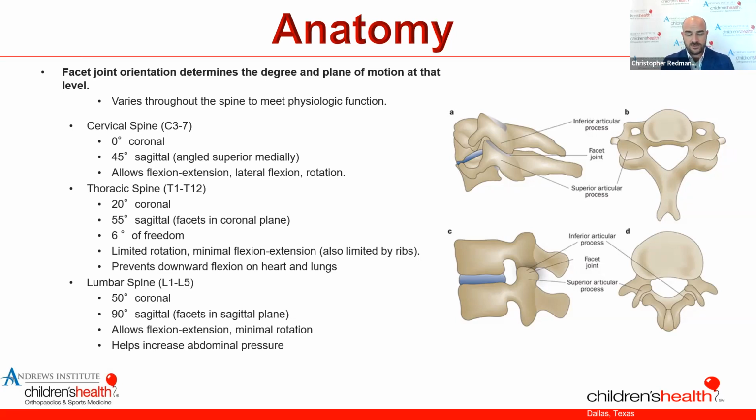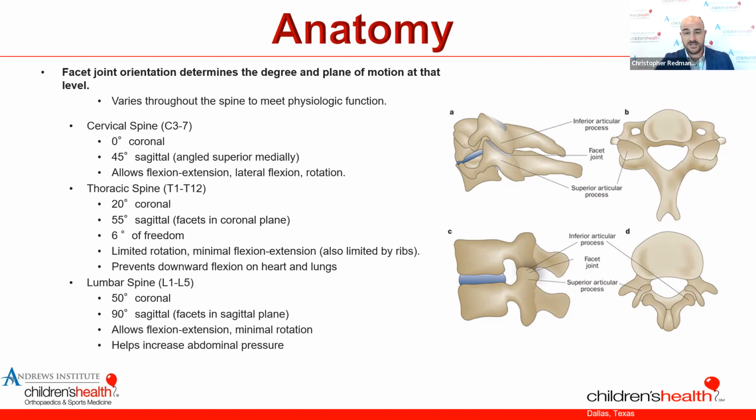This is different from other areas of the spine, such as the thoracic spine, where the joints become more constrained, with the facet joints orienting more in a coronal plane. So as you can see up here in the upper images, how they start to angle more. This limits flexion extension, which is also limited by the rib attachments and other structures in this area, but ultimately prevents compression of the heart and lungs.